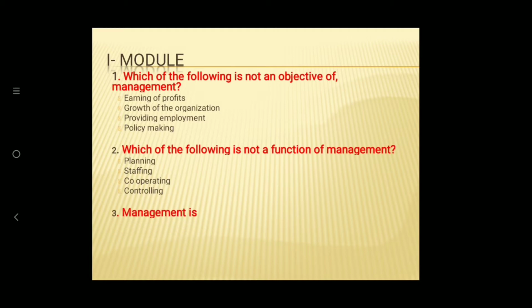Third question, management is an art, a science, both art and science, neither. The right answer, management is both art and science. To recap: to the first question, the right answer is policy making, the second, cooperating, and to the third question, both art and science.